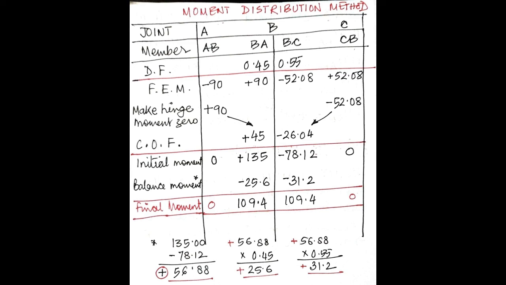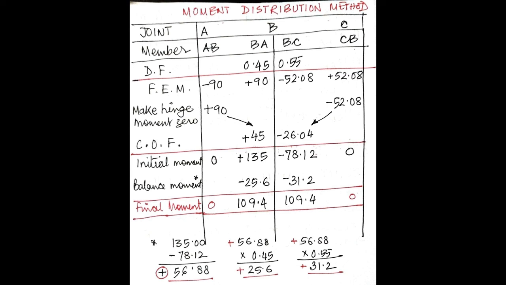Now this moment we have to balance according to the distribution factor. Now BA distribution factor is 0.45. So 56.88 into 0.45 gives us plus 25.6, correct? And 56.88 into 0.55 gives us 31.2. These are all positive. Now, if you have to balance this positive moment, how should you do it? You should give it a negative sign. Then only it can be balanced, correct?